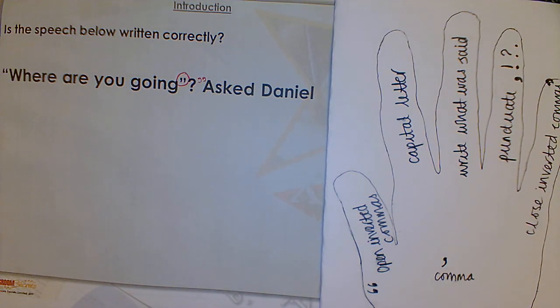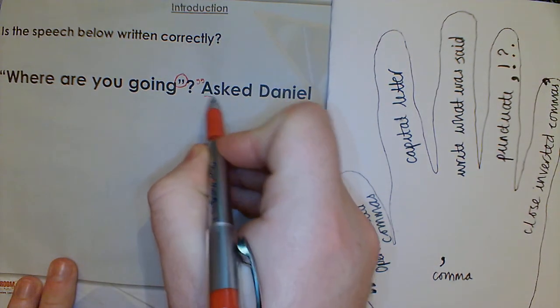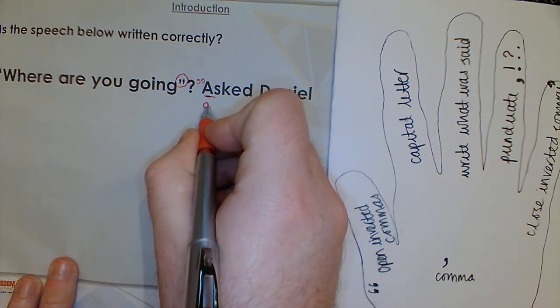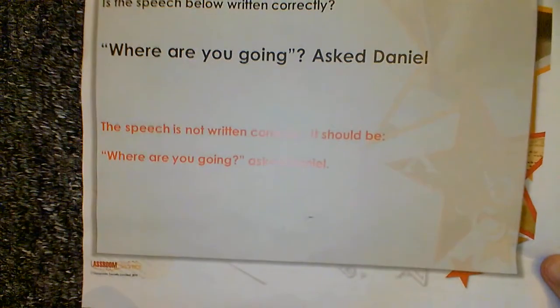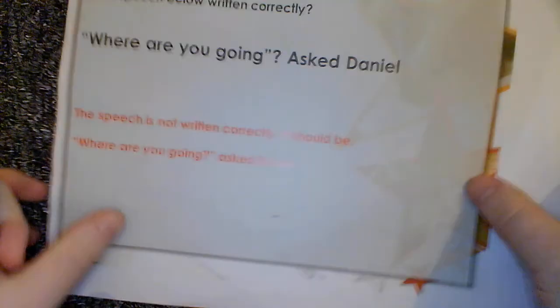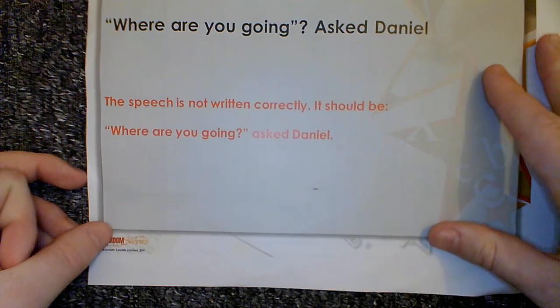Can we see anything else wrong with this? We haven't gone through it yet, but you might remember from last lesson, the A is wrong. This should be a lowercase, not a capital, because after the speech it is lower. Let's have a look and see what it says. Yes, here. This is how it should be written correctly. Let me turn this light off so you can see that. So that's how it should be written.